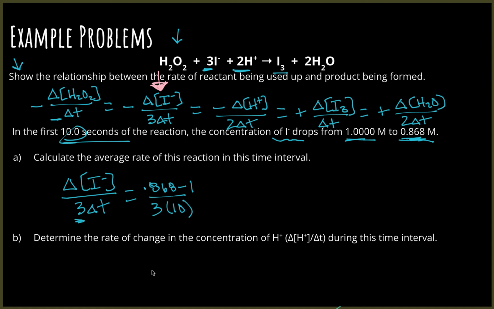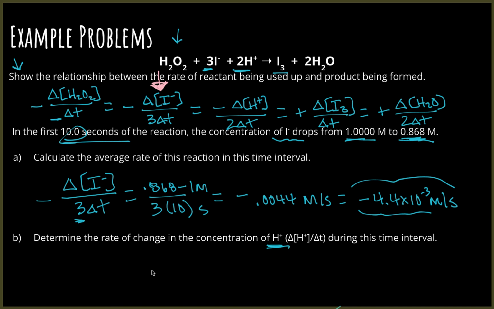Okay, so that tells me that this rate would be negative, again, because this is a reactant. 0.0044. The units are molarity per second. And then if we wanted to, we could put this into scientific notation: 4.4 times 10 to the negative third molarity per second.